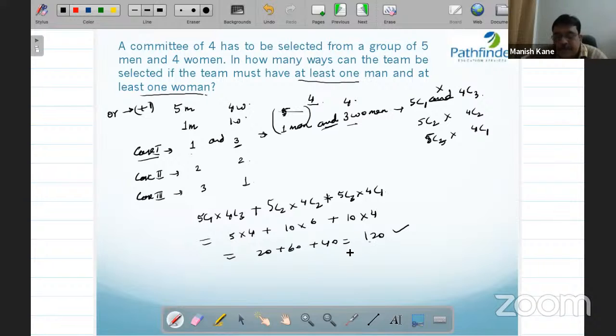Are you clear on how this has been solved? See, forget about the calculation part for now. Have you understood how I got 5C1, 4C3, why I multiplied? If this is clear, then the question is clear. Because the calculation part, you will have to practice a bit. I want to ensure that logic is clear today. Everybody? Anybody with any questions? Okay. So let us move to the next question.